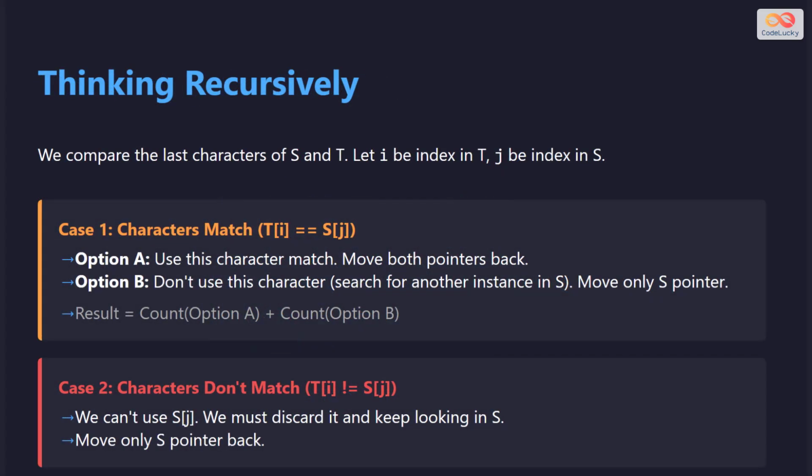To solve this, let's think recursively. We compare the characters from the end of both strings. If the characters match, we have 2 options. 1, we use this match and move on to the next characters in both strings. 2, we ignore this match in the source string and hope to find the same character later. If the characters do not match, we have no choice but to discard the character from the source string and keep looking.